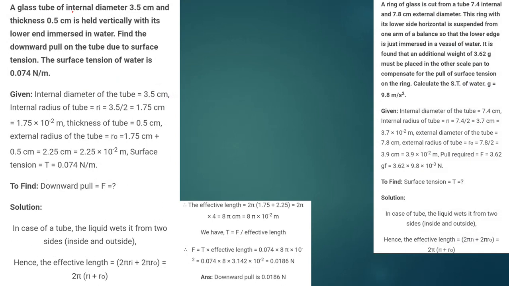We also have a glass tube of internal diameter 3.5 cm and thickness here. It is held vertically with its lower end immersed in water. Find the downward pull on the tube due to surface tension. Kwa tunajua surface tension ni sasa surface tension force sasa. Okay, ni sasa surface tension times effective length. Kwa surface tension tumepewa, effective length sasa.